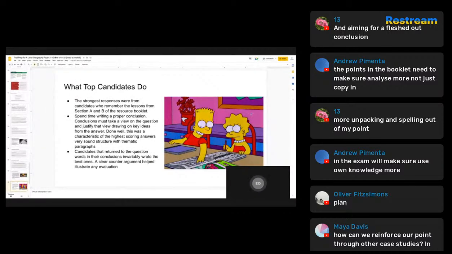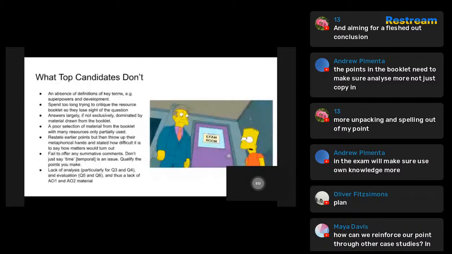So next bit, we're looking at what top candidates don't do. Absence of the definition of key terms, for example, in this case, superpowers and development. They spend too long trying to critique the resource booklet, so they lose sight of the question. They're too busy just copying and pasting from the resource booklet without actually applying anything else. Their answers are largely, if not exclusively, dominated by material drawn from the booklet, a poor selection of material from the booklet with many resources only partially used.